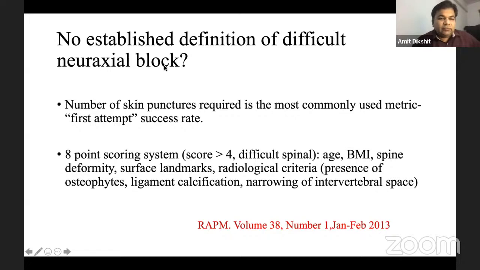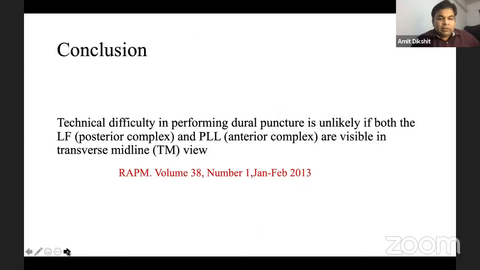So in first attempt. As of now, there are no established definitions or criteria for difficult neuroaxial block. But I'm sure a few of my friends are doing good research in this area to develop a scoring system, which will soon be available to all of us. And it takes into account various aspects like presence of osteophyte, intervertebral narrowing, how much is the distance, previous history of difficult spinal, and so on and so forth. The important conclusion from this study was that when the posterior complex and anterior complex are both seen, then the dural puncture is very easy. I mean, when you see anterior complex and posterior complex, it becomes easy.